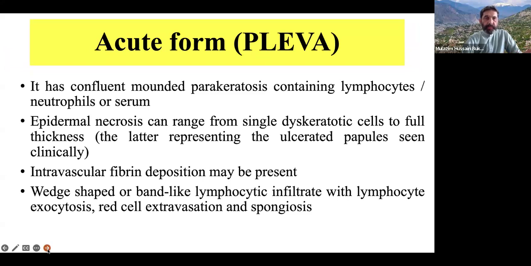In the acute form, usually you will see spongiosis. In the whole picture you will see confluent parakeratosis containing lymphocytes and neutrophils. Epidermal necrosis can range from single-cell dyskeratosis to full-thickness necrosis, which we called colloid bodies, but they can be in collections. Intravascular fibrin deposits sometimes cause confusion as to whether this is mucin or not. There is a wedge-shaped or broad-layer lymphocytic infiltrate or lymphocyte exocytosis. Another important thing, at the end I will show you the picture: what is exocytosis and epidermotropism?